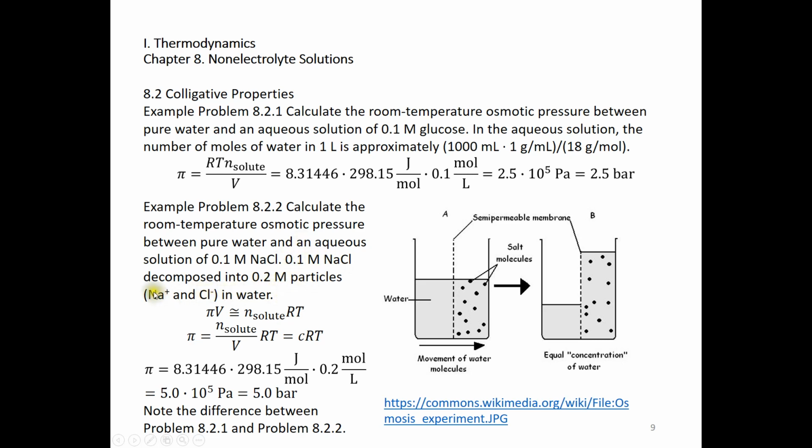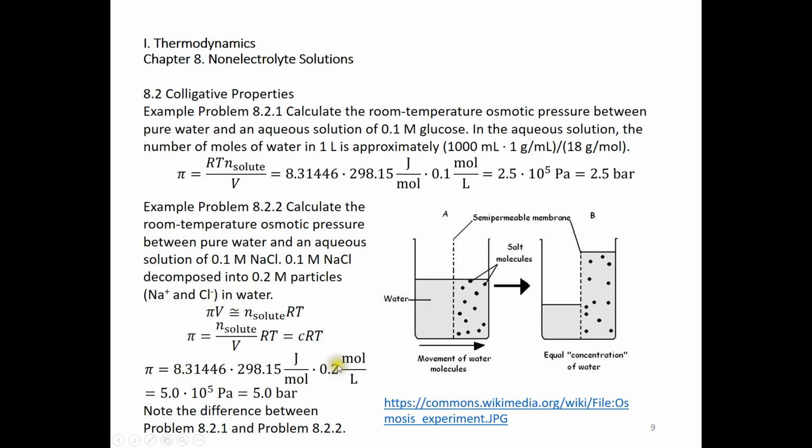And now we have actually 2 different solutes. We need to have the number of moles of both together. In this case, the total number of moles of Na+ and Cl− is 2 times that of NaCl. So when you have 0.1 molar NaCl, really you have 0.2 molar particles or 0.2 molar ions. And again, colligative properties do not depend on the identity. So whether it's Na+ or Cl−, it's counted as 1 particle.